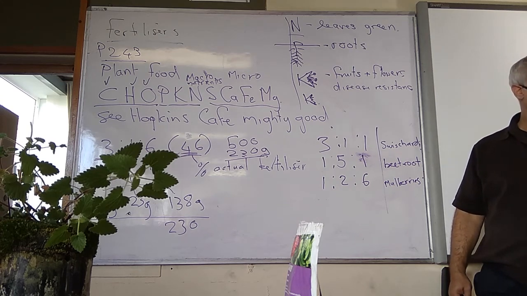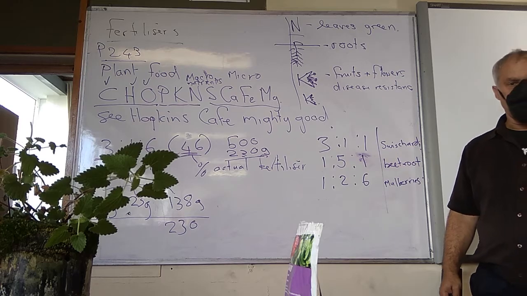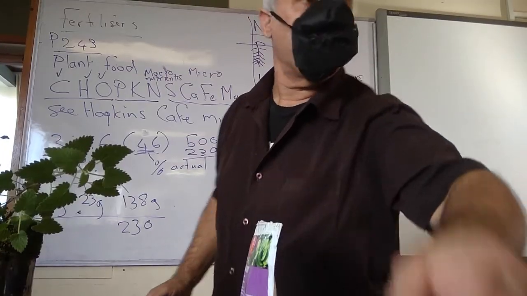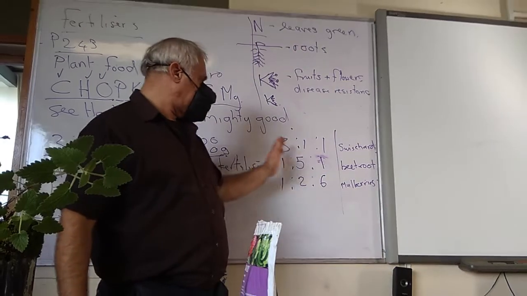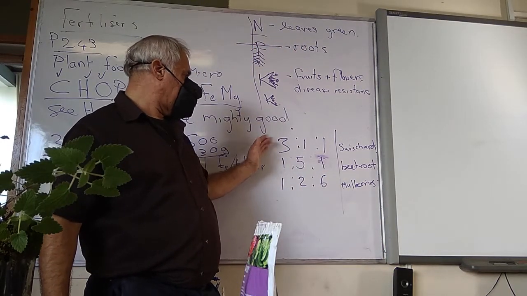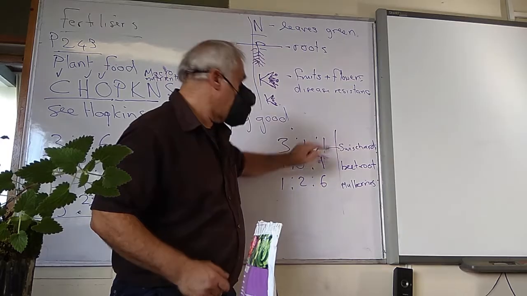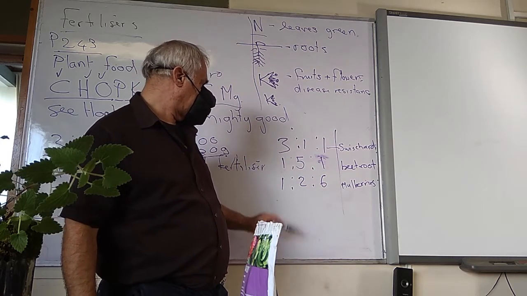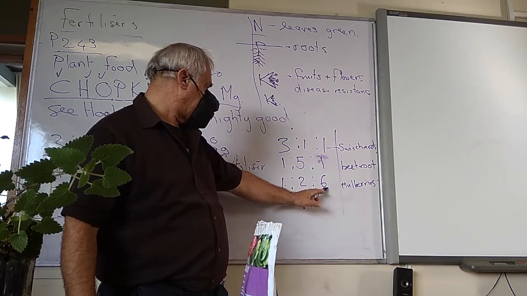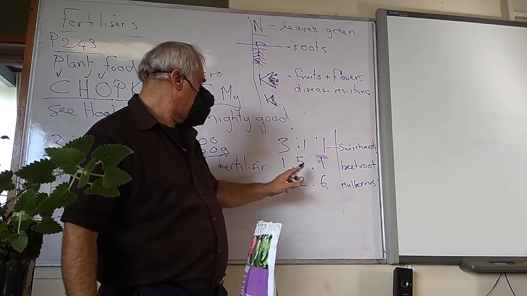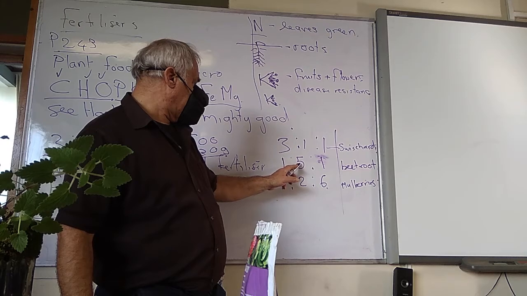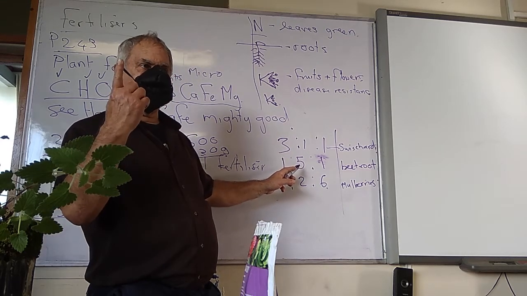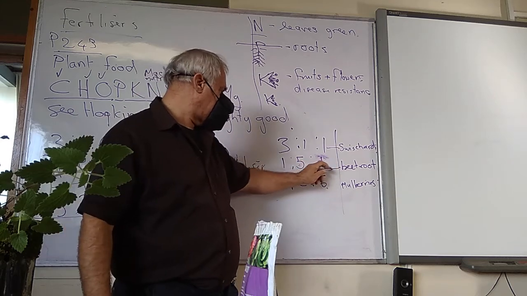So which of these are going to be good for Swiss chard? 3, 1, 3, 1, that one. Which is going to be good for beetroot? 1, 2, 1, 2, 6? No, 1, 5, 1, because they have the bigger roots. 1, 5, 1, the P is for the root. So this is a root crop, so you want the second one. And then mulberries are a fruit crop, and then you're going to use that. All happy? Okay.